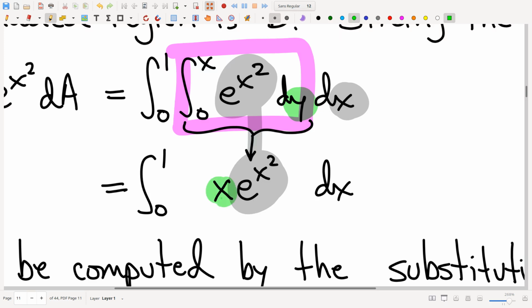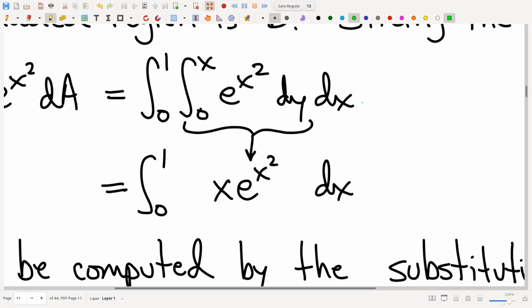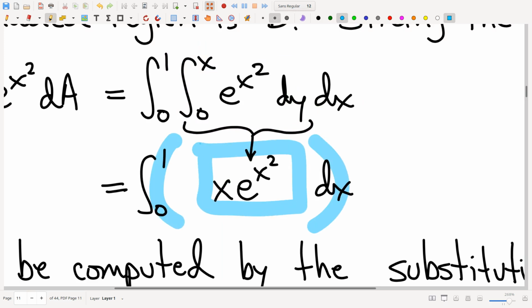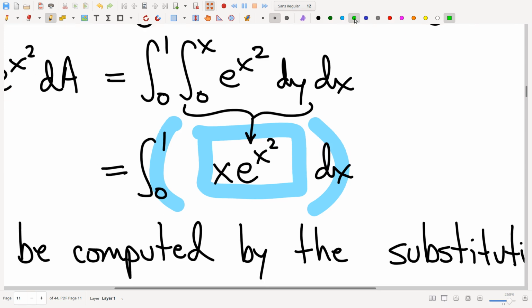The y antiderivative would just be y times e to the x squared, and then you plug in the bounds, and you get, why don't I just do it like this? You get that. So in this case, the point is, changing the order of integration turns a really hard integral into a really easy integral. And the outside integral at this point now, looking at this x integral, this being our integrand, there's a really easy u substitution.